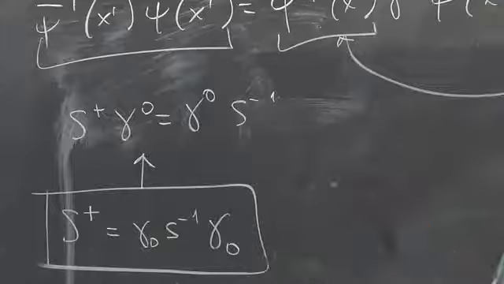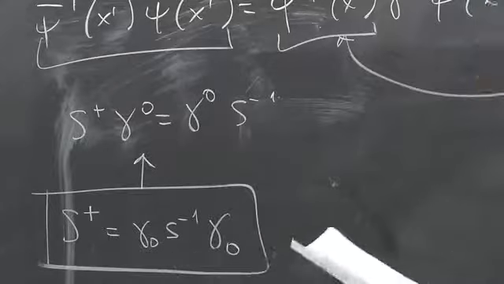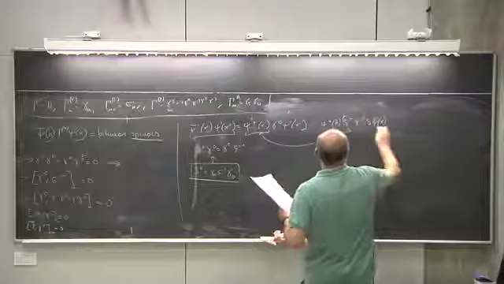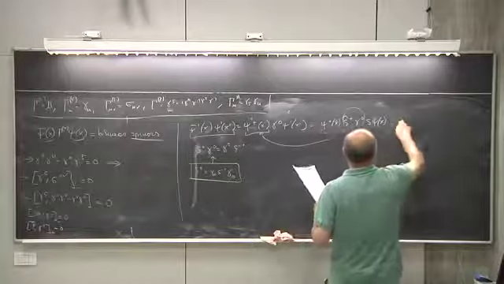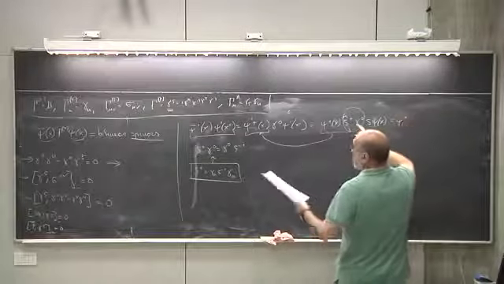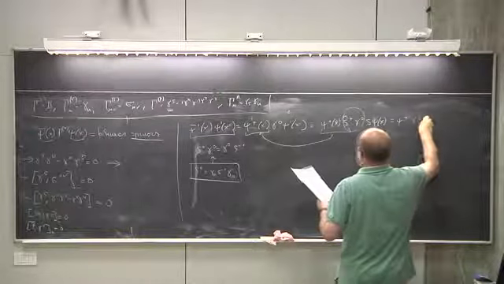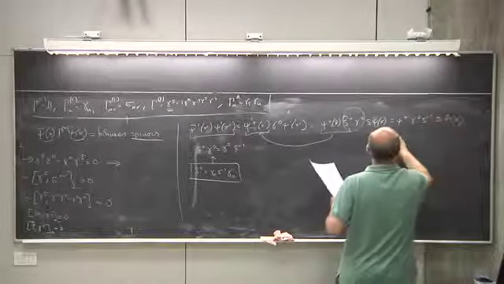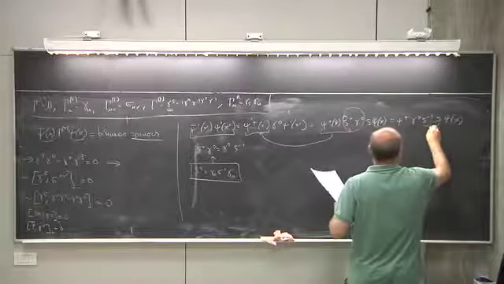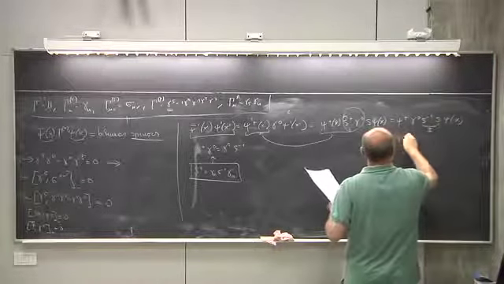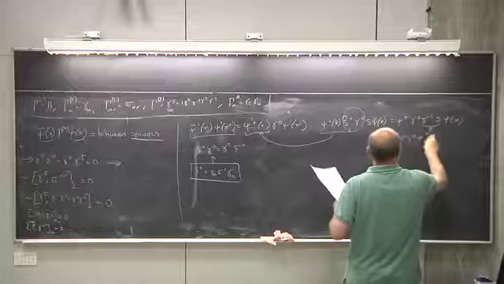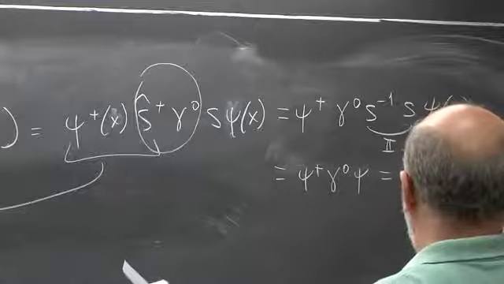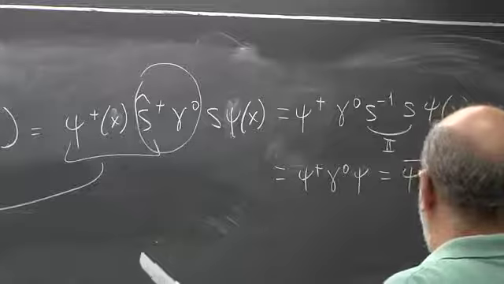Okay, are these things clear? Then let's use this expression there, and we have psi dagger S dagger gamma 0, which is gamma 0 S to the minus 1 S psi of x. So this one is the identity, and we get psi dagger gamma 0 psi, so psi bar of x psi of x.